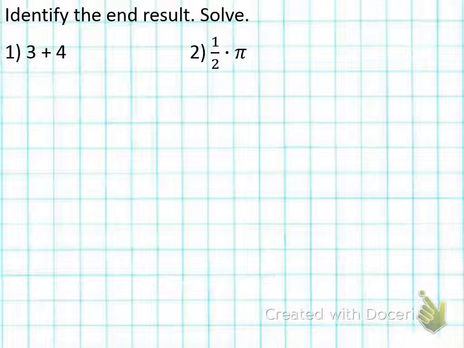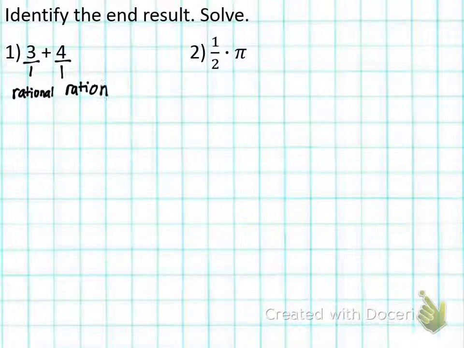So I know that the first one is going to be 3 plus 4. 3 and 4 can be written as fractions, 3 over 1 plus 4 over 1. Since these both can be written as a fraction, I know I'm adding a rational number plus another rational number. So the sum of 2 rational numbers is rational. My answer is going to be 7, of course, and we know the answer should be a rational number. I could have predicted that. That's all you're doing. You're predicting what the number at the end is going to be.